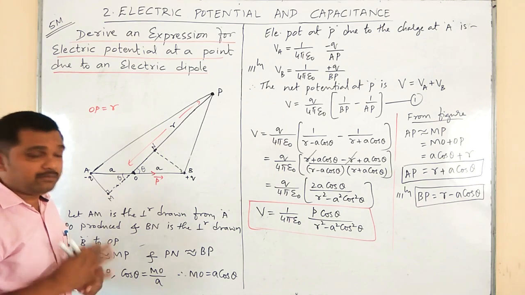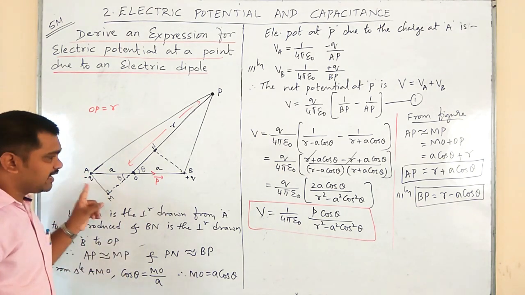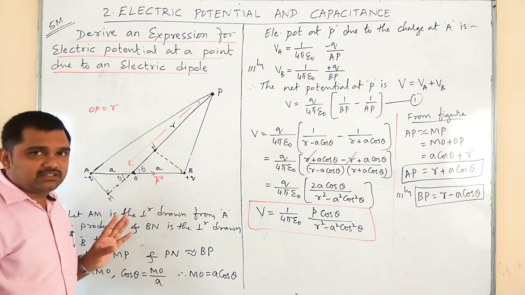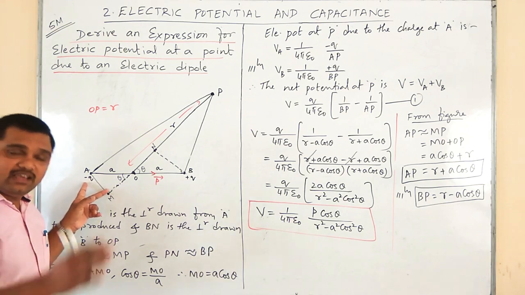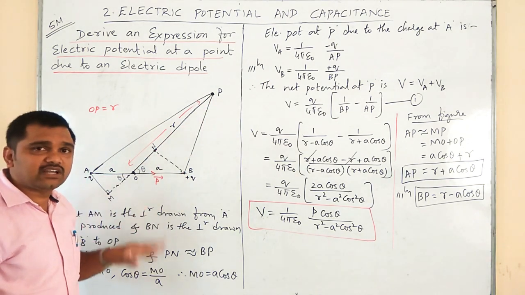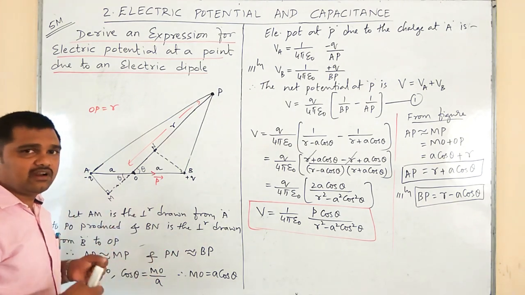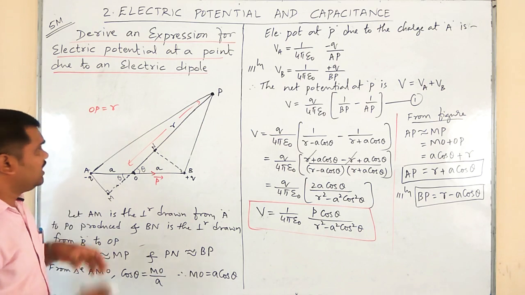Potentials we can expect, because here are two electric charges. One is a negative charge, another one is a positive charge. The potential at P due to this negative charge is negative. The potential at P due to this positive charge is positive. So that is our actual agenda here.